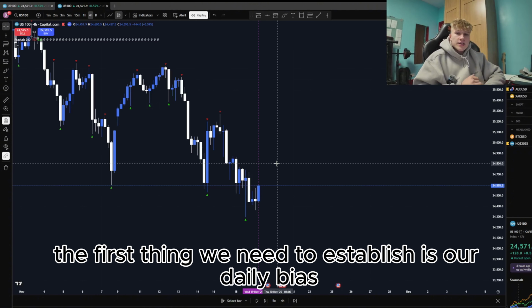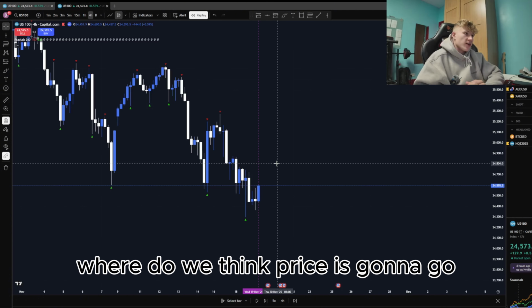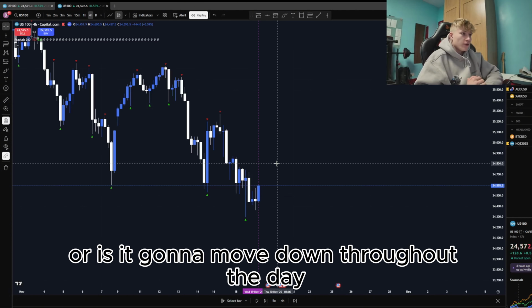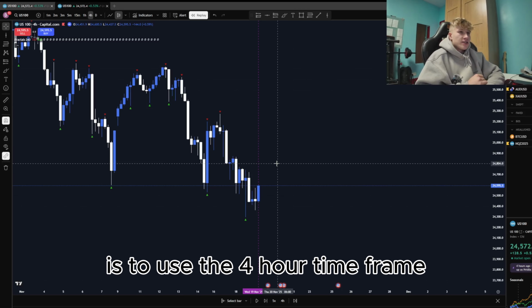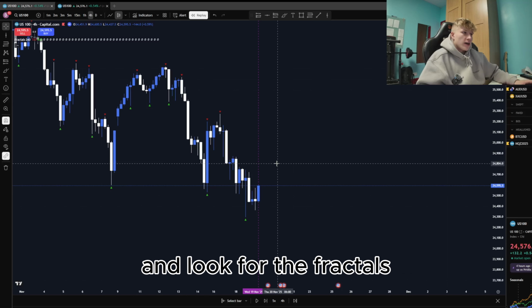So the first thing we need to establish is our daily bias. Where do we think price is going to go? Is it going to move up or is it going to move down throughout the day? Now, the easiest way to do this, and the mech variation of this, is to use the 4-hour time frame and look for the fractals.